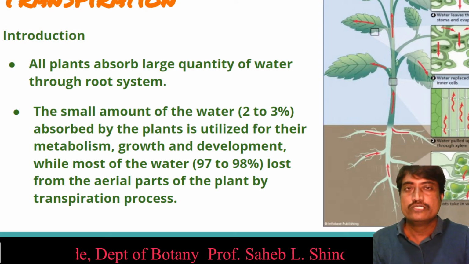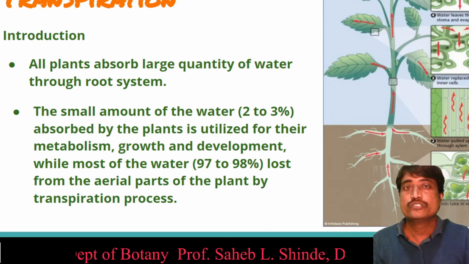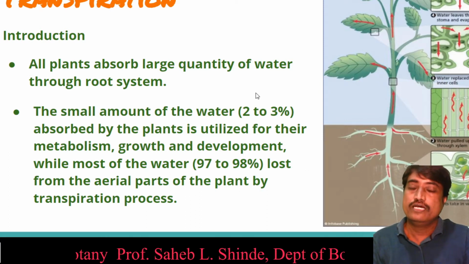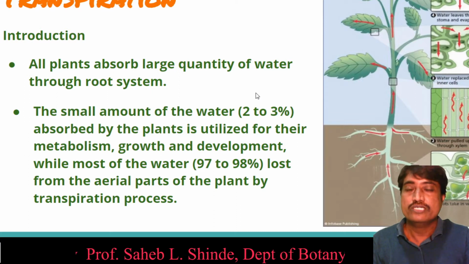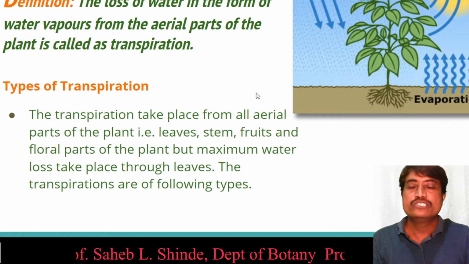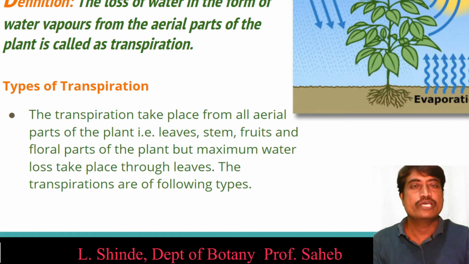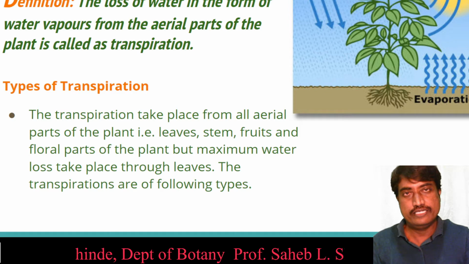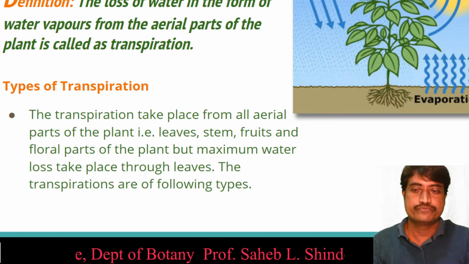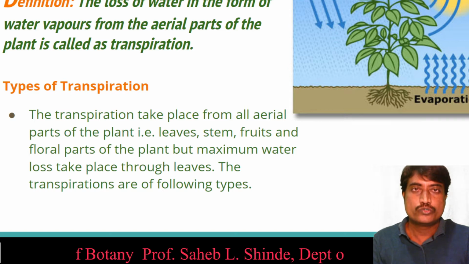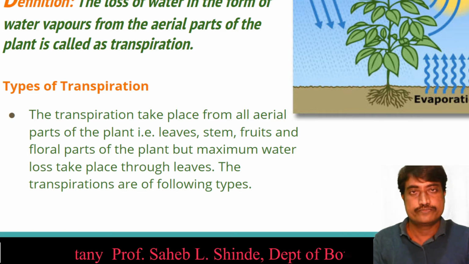Near about 97 to 98% of the water is lost from the aerial part of the plant by the process called transpiration. What is transpiration? The loss of water in the form of water vapors from the aerial part of the plant is called transpiration. Now, transpiration occurs through the aerial part of the plant.